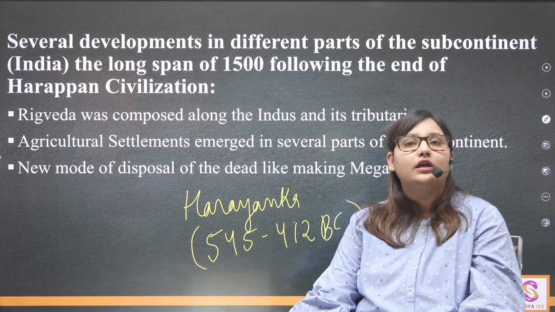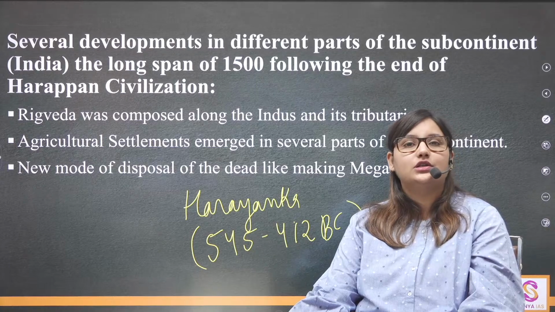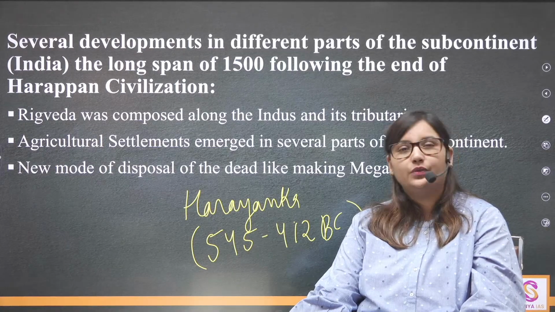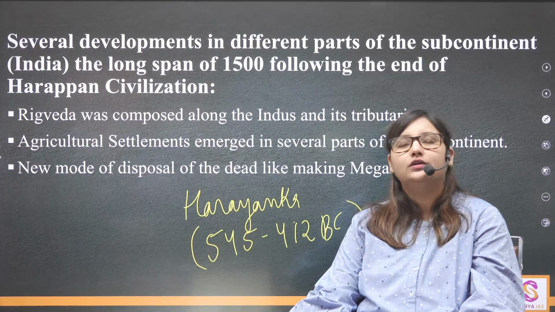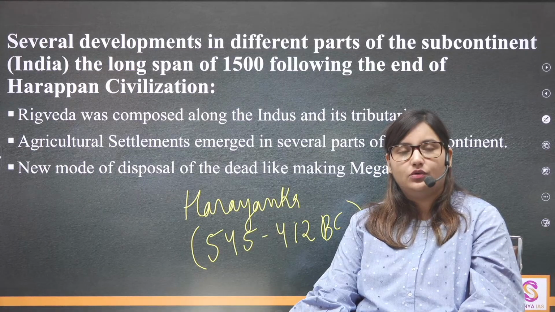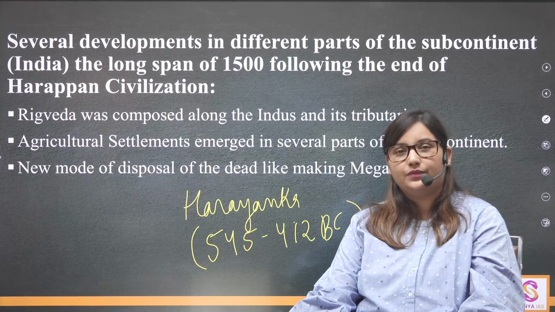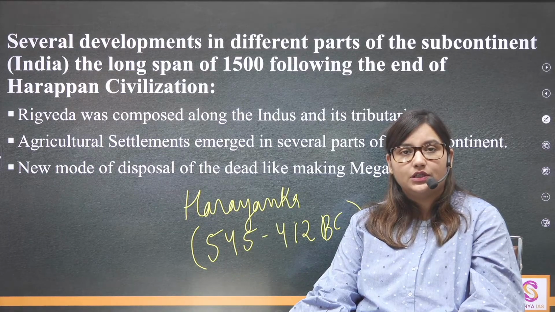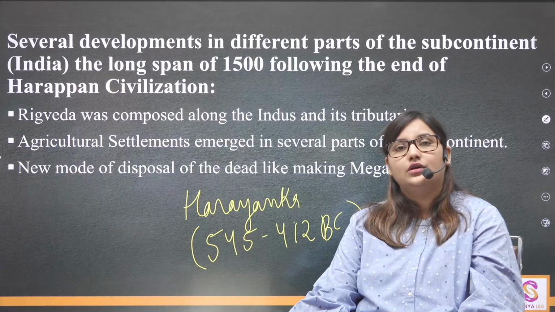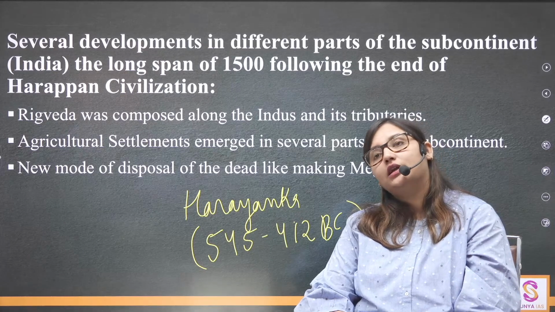Next point: in a peace treaty, Kashi was restored to Magad, and Ajatashatru married Prasenjit's daughter, Vajjira. So you can see why they used to marry.